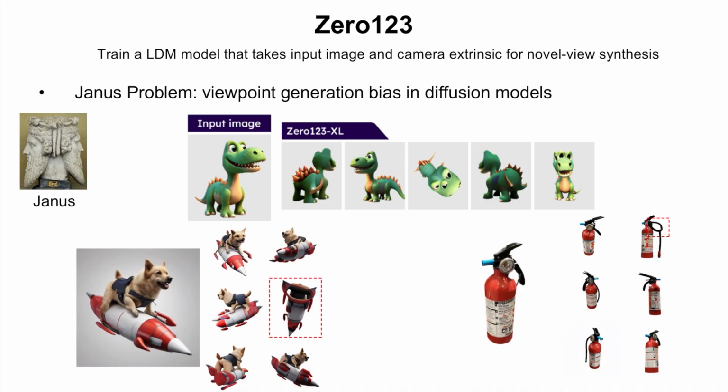But unfortunately, there are many failure cases. This is often called the Janus problem, viewpoint bias in diffusion models generation. So here you can see this crocodile has 2 eyes, but if you change the viewpoint, there are 3 eyes. Of course, this is not what we want. Or in this one, you can see the backside of the rocket is not very good. Or here you can see there's some weird rope here.